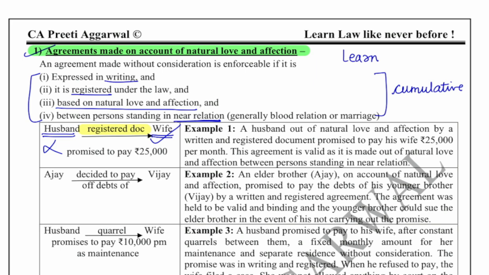I have already underlined the keywords for you. So what are the keywords? Agreement must be in writing. It must be registered under law based on natural love and affection between persons standing in near relation. Near relation means relation of blood or marriage. Then the agreement is valid even if there is consideration for just one party.